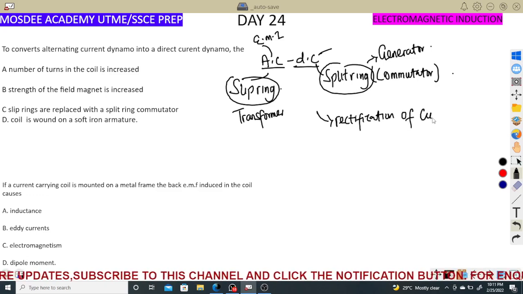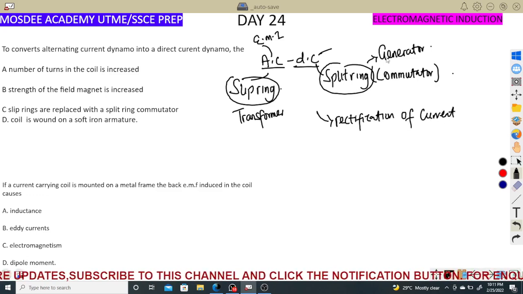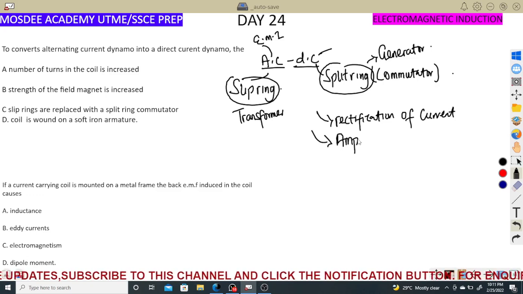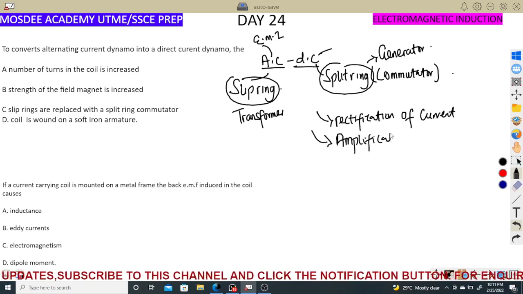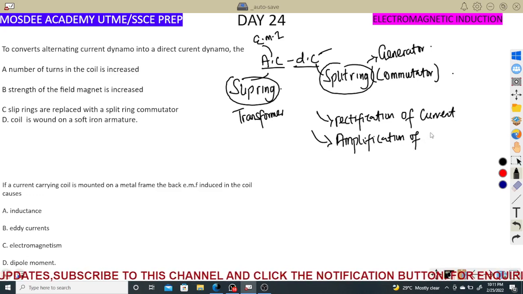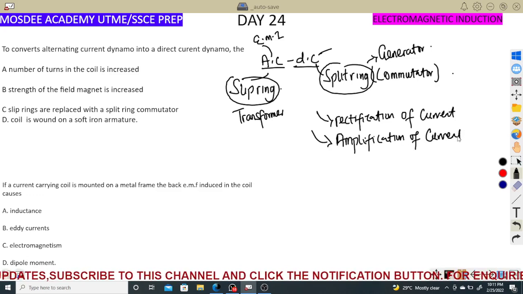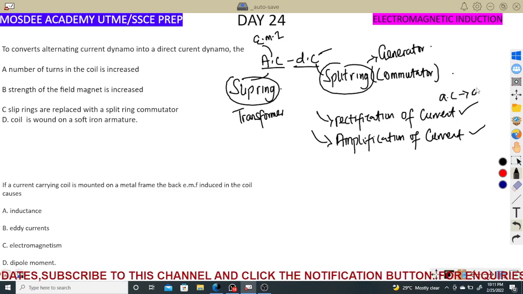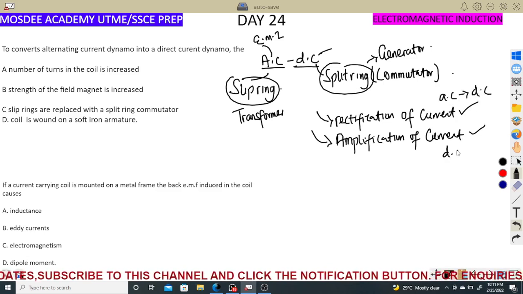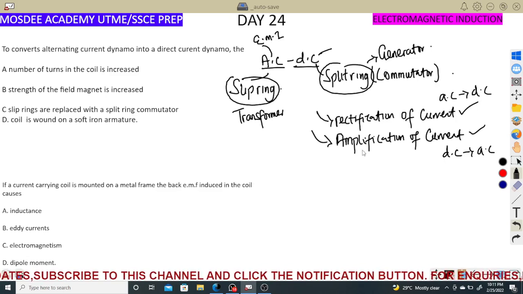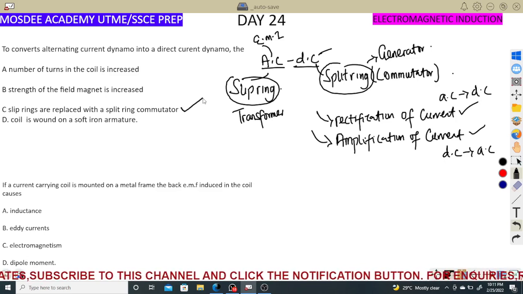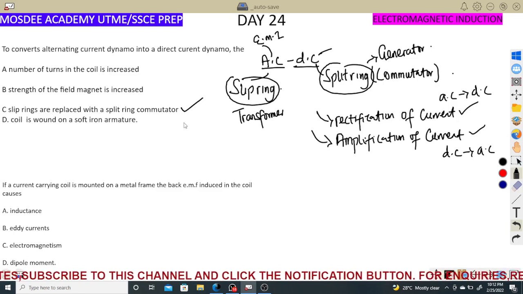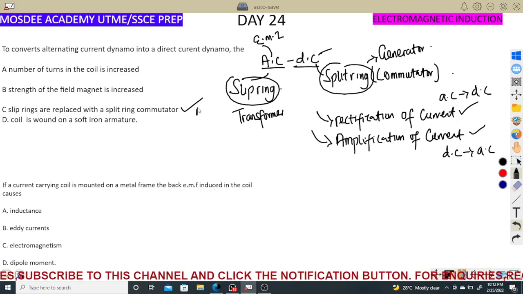Of current. So if you are doing the other way, DC to AC, we call it amplification of current. So keep all these short concepts in mind, because you might be asked about this: this is AC to DC, and this is DC to AC. And the answer to this will also be this. So replace the split rings, split ring commutator, and that's the answer to the question.